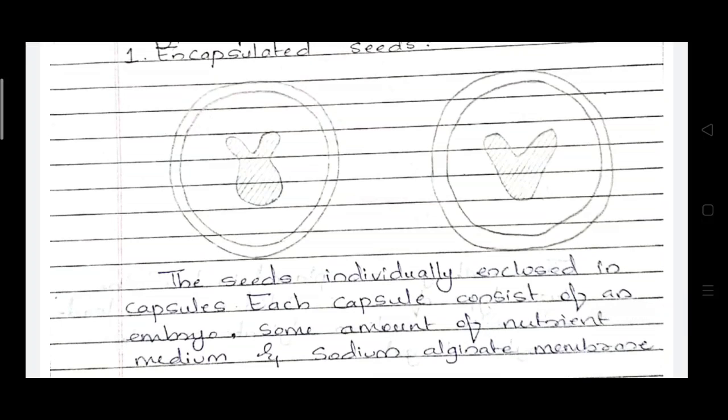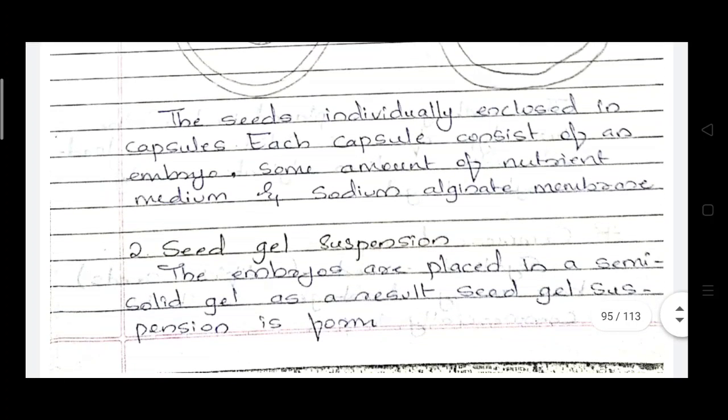So in encapsulated seeds, capsule-like balls or beads are developed with the help of sodium alginate. This sodium alginate makes the membrane around the embryos. Then the second type is the seed gel suspension.